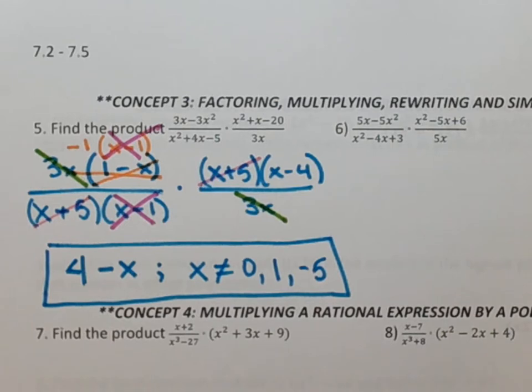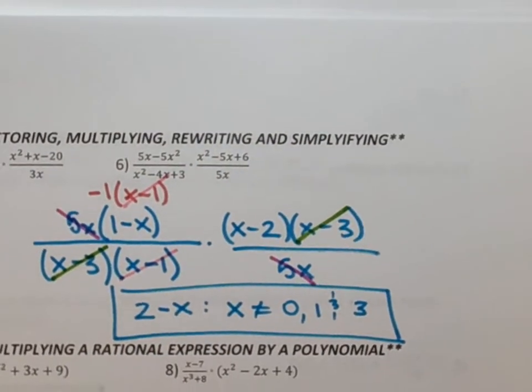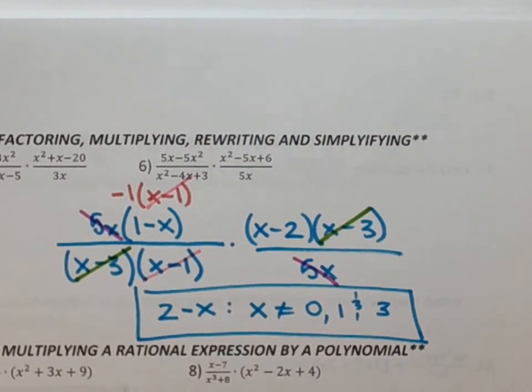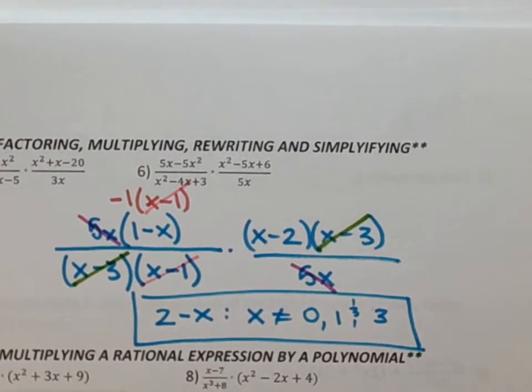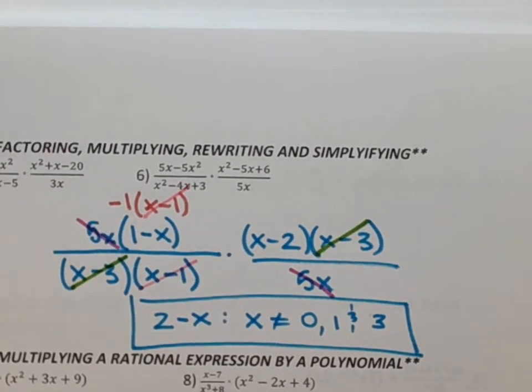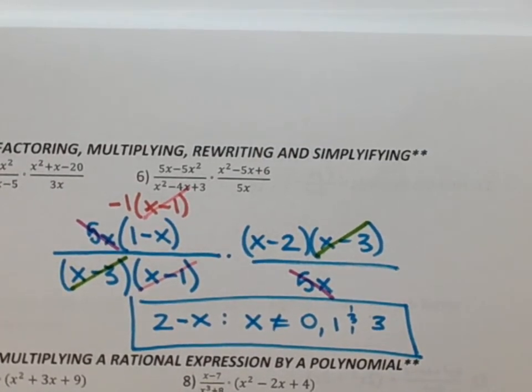Give it a go, and I'm going to go ahead and show you this answer. Okay, there is number 6. You should get 2 minus x. x cannot be 0, 1, and 3.